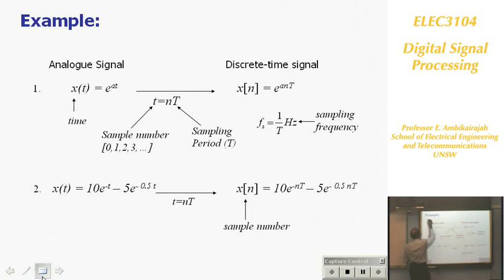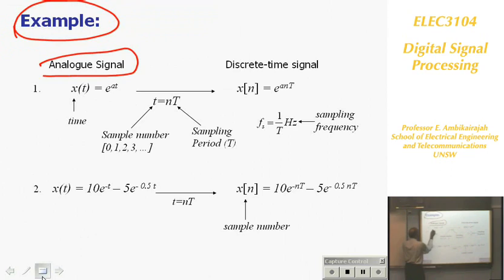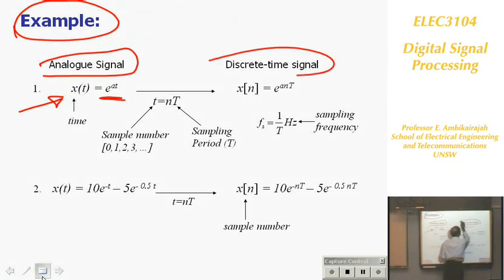Okay, let's go to a few examples. I have an analog signal x(t) equal to e to the at, where t is the time. And I want a discrete signal. Sorry, it's not a discrete analog signal, beg your pardon, it's a discrete time signal. How do I get that?